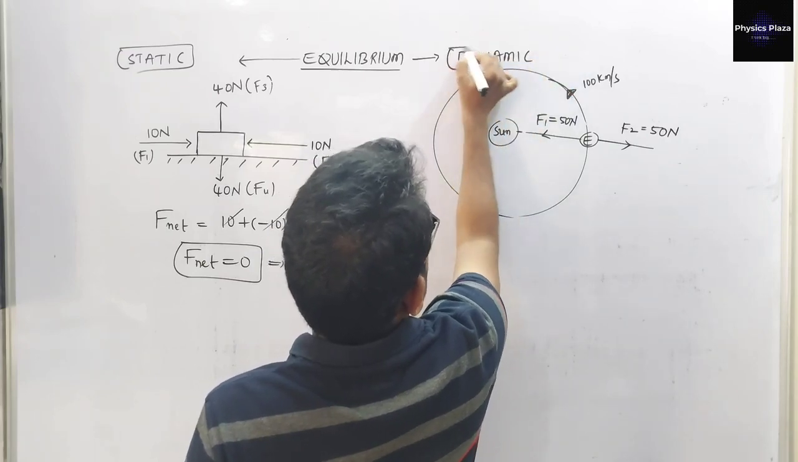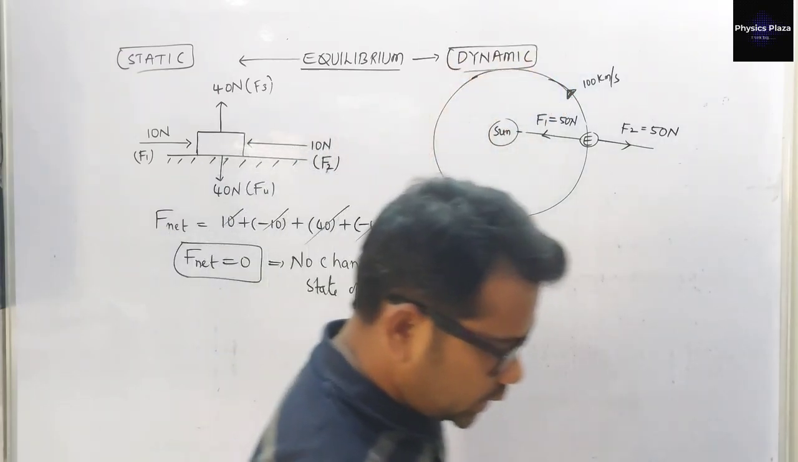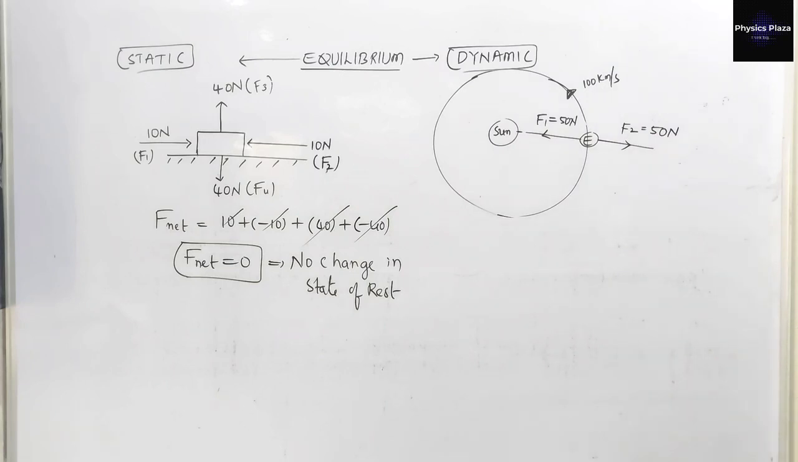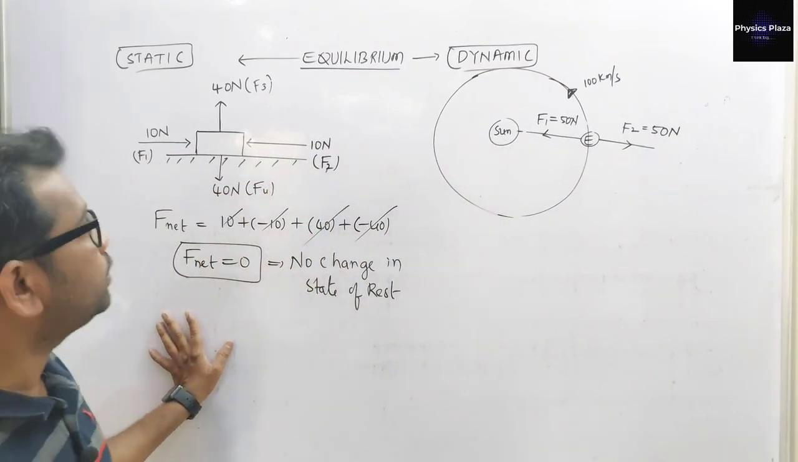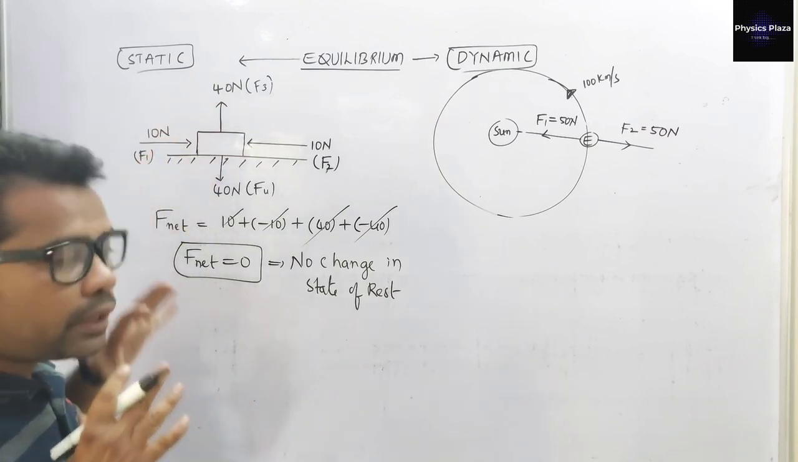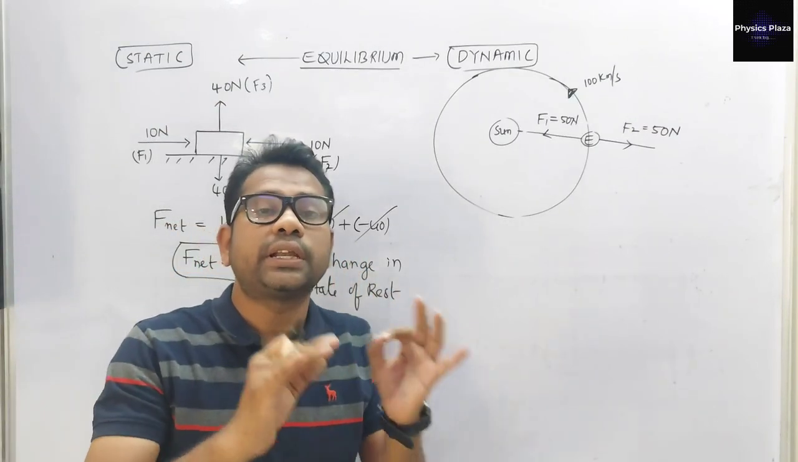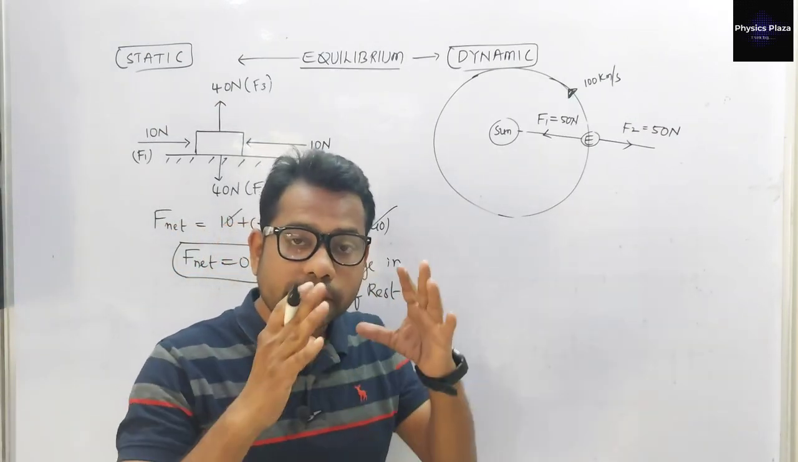Dynamic equilibrium. Static means what, children? Static means rest. Dynamic means motion. It's very, very important. So how to define static equilibrium, children? Several forces acting on a body do not change its state of rest, then the body is said to be in static equilibrium.